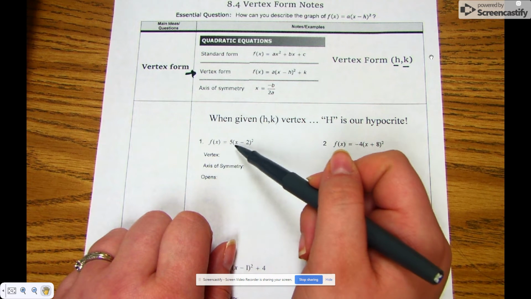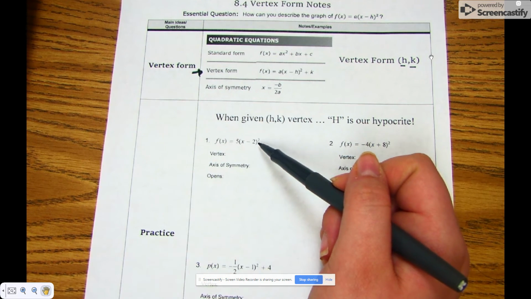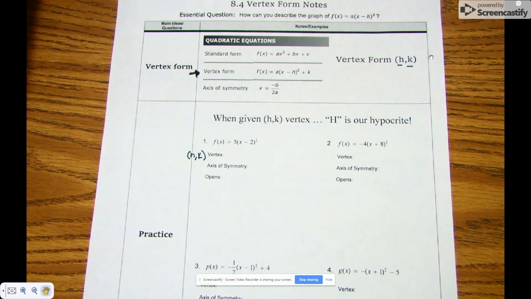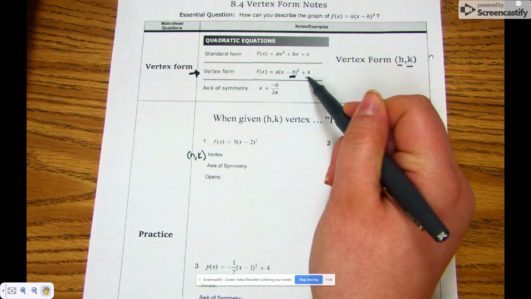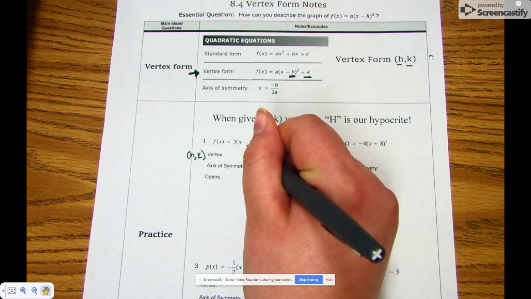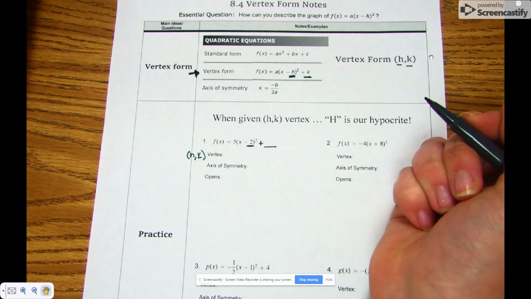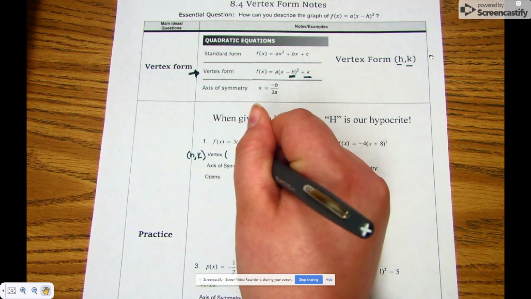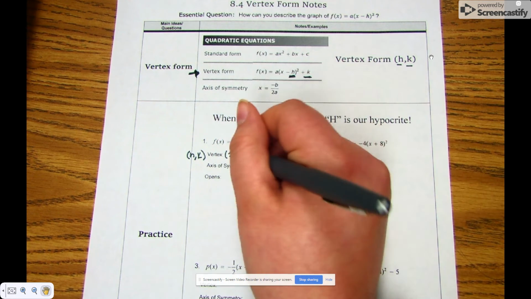I have f of x equals 5 times x minus 2 squared. Okay. In order to find my vertex, I want to see h comma k. All right, if I look at this equation, h is the last number in the parentheses, and k is added or subtracted outside the parentheses. So h is this 2 right here, but it doesn't give me a k. All right, because it doesn't give me a k, that tells me that k will be 0. So my vertex is 2, comma, 0.